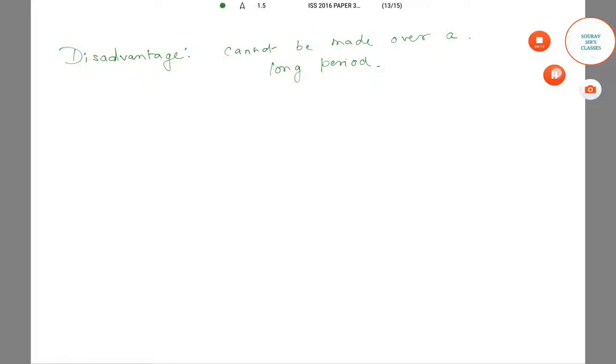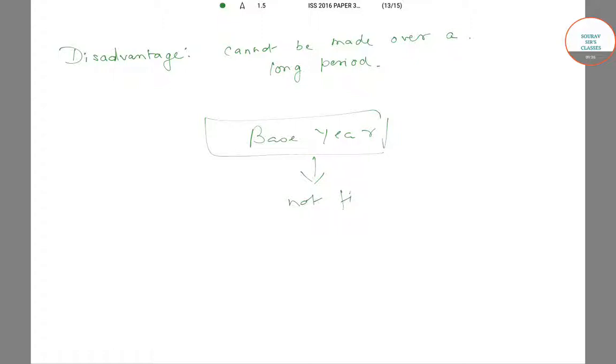So these are the advantages and disadvantages of chain index number, where the base year is not fixed and the previous year, that is the year prior to the year for which we are calculating the index number, is considered or assumed to be the base year.